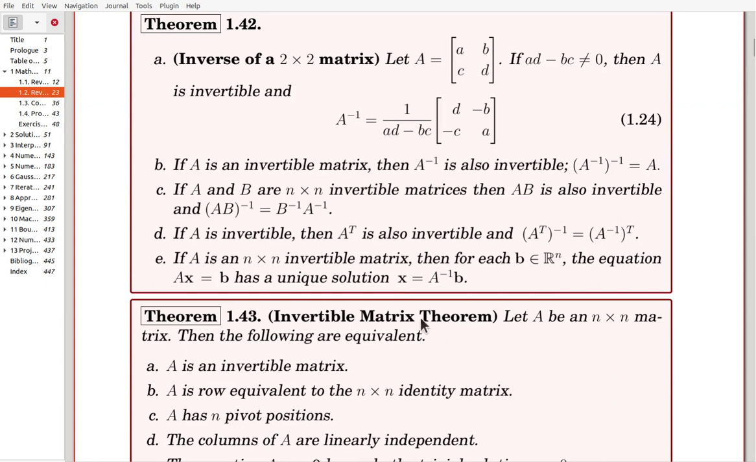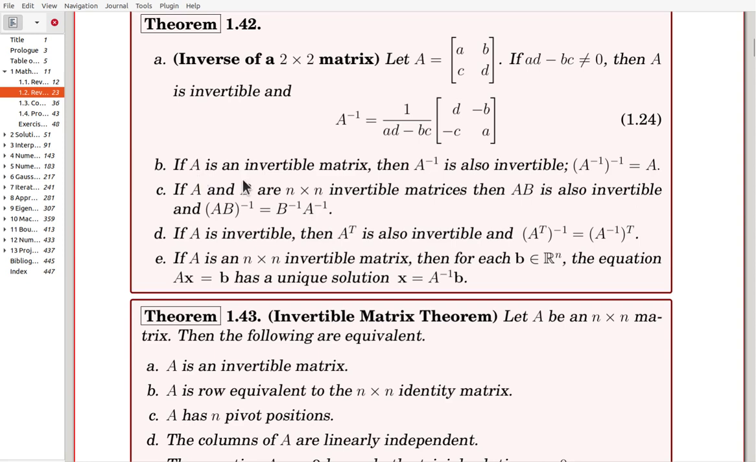Okay, for a 2 by 2 matrix, the inverse can be gotten in this way. Here that is 1 over AD minus BC, and change the position and change the sign in this direction. Of course, AD minus BC should not be 0. Once it's 0, then this quantity is not defined. That means A doesn't have an inverse.